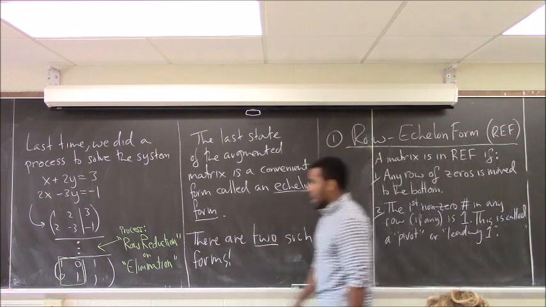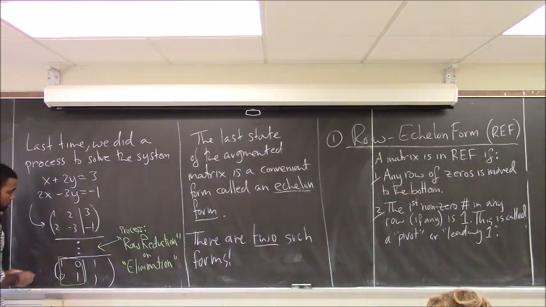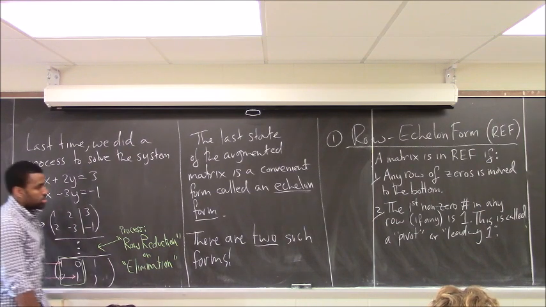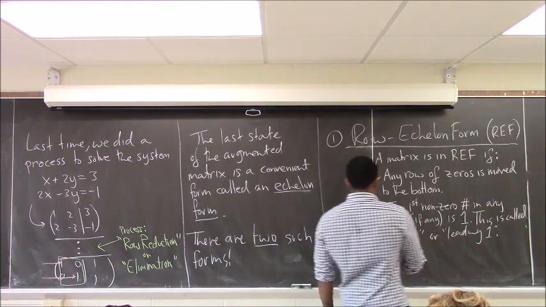So you'll notice that that was achieved here. If I look in the first row, the first non-zero number I hit was a 1. If I look in the second row, the first non-zero number I hit was a 1. So this matrix fulfills that criteria. There are no rows of zeros. If there were, they would be at the bottom. And the first non-zero number in every row should be a 1. So that's 2 criteria for the row echelon form. The third criteria.